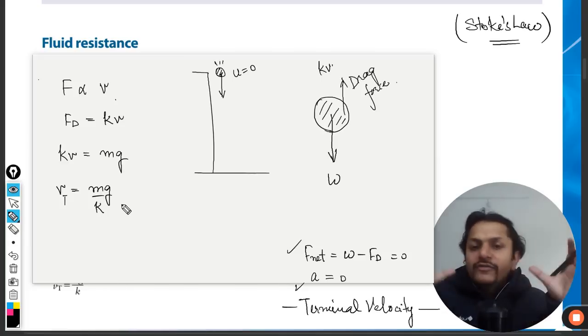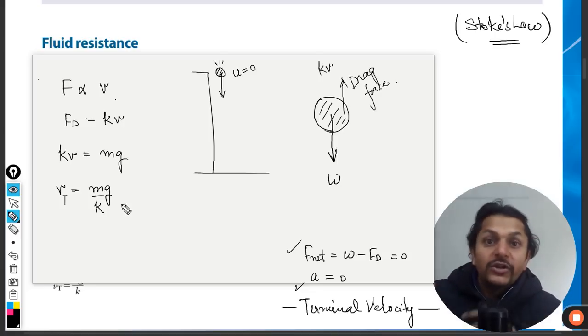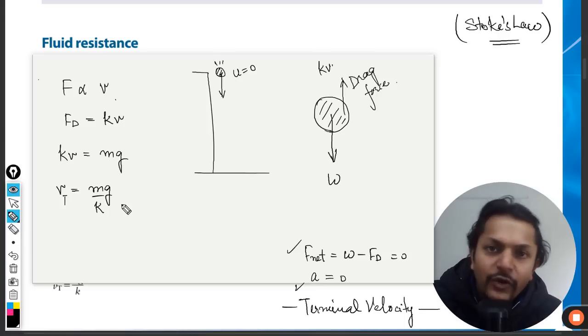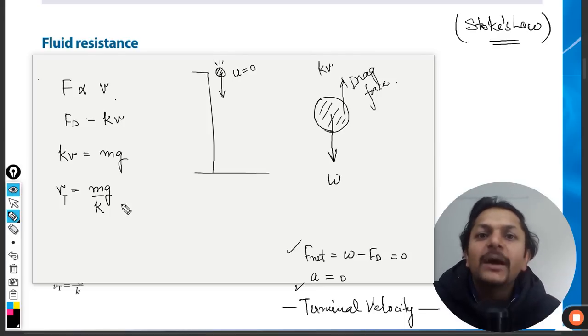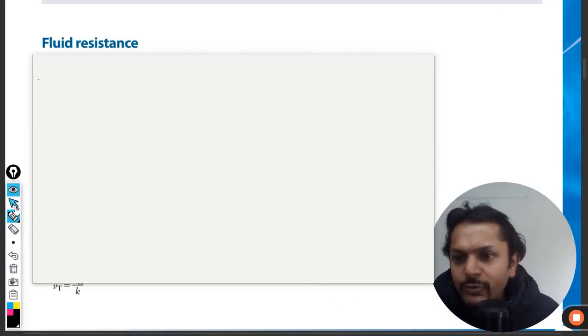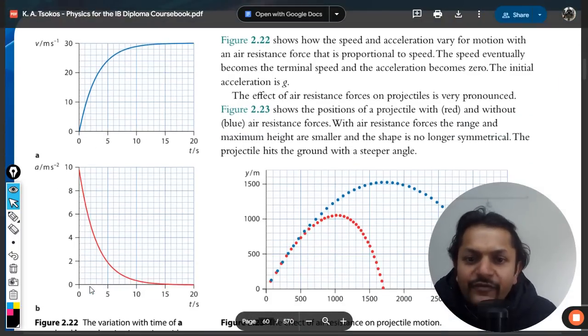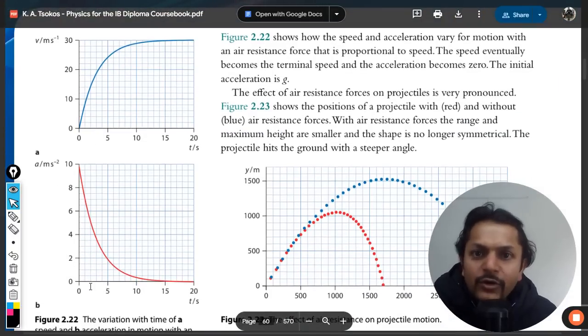Now, the whole of the story that I have told you, like now the velocity is increasing, drag force is increasing, we can draw the graphs for this and we can understand what is happening in these graphs. So I would be showing you the graphs now. Let us move to these. These graphs are very, very important.